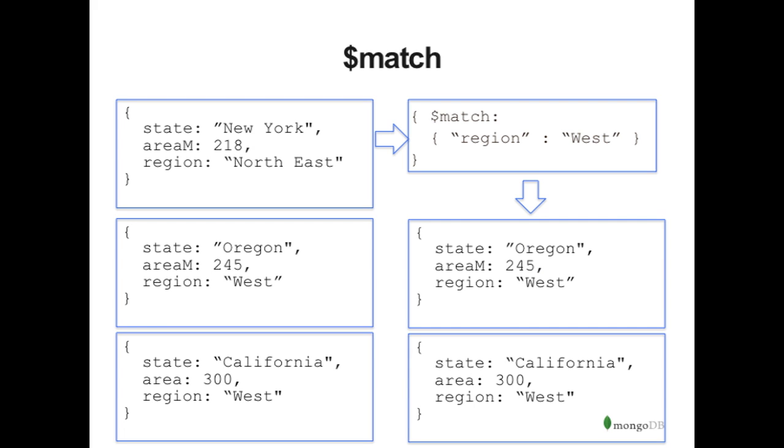So just to continue on with my example, if we had 3 states, New York, Oregon, and California, in our collection, and we issued a match pipeline stage with the region as West, the only 2 state documents that would be remaining at the end of that pipeline stage are the 2 that have the value of region for West, in this case Oregon and California.